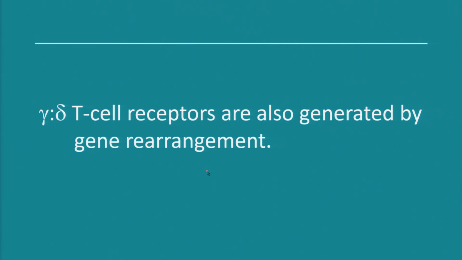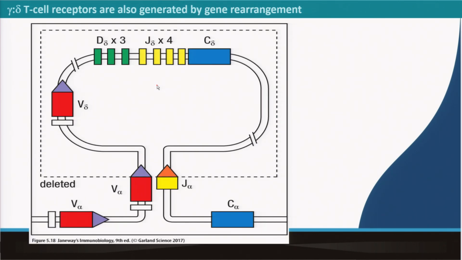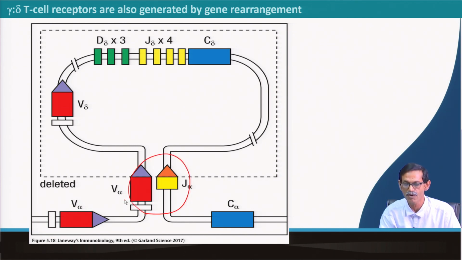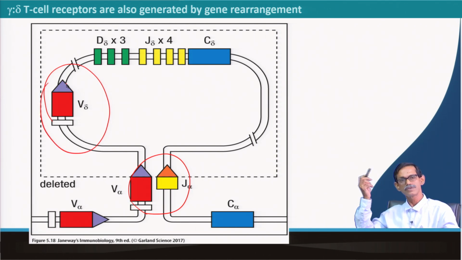Gamma delta T cell receptors are also generated by the same arrangement. This is very nice. The V delta segment is present here, actually. If V alpha and J alpha recombine, this part is automatically eliminated. So, if there is V alpha there, there will be no chance of V delta. Am I clear? If not, see, this is the V alpha region and this is the J region. If V alpha and J alpha recombine here, what happens? The whole V delta segment goes out of the chromosome, forming a loop. So, there is no question.